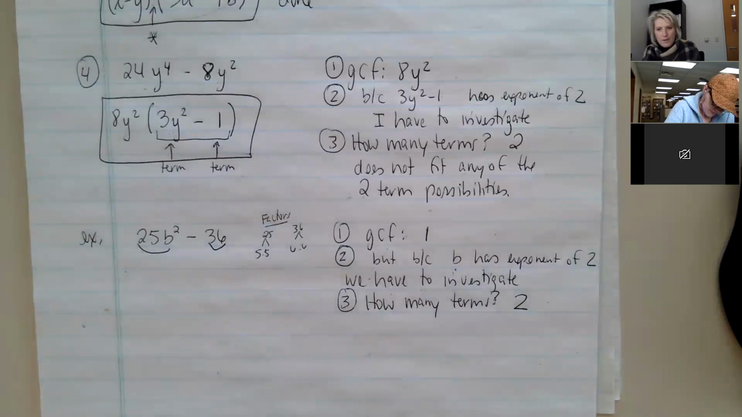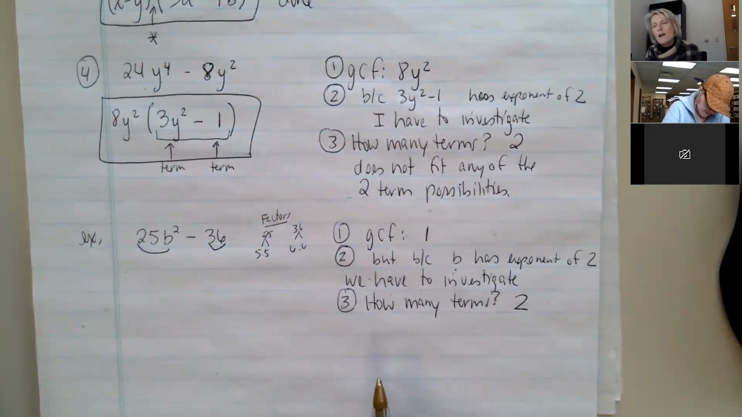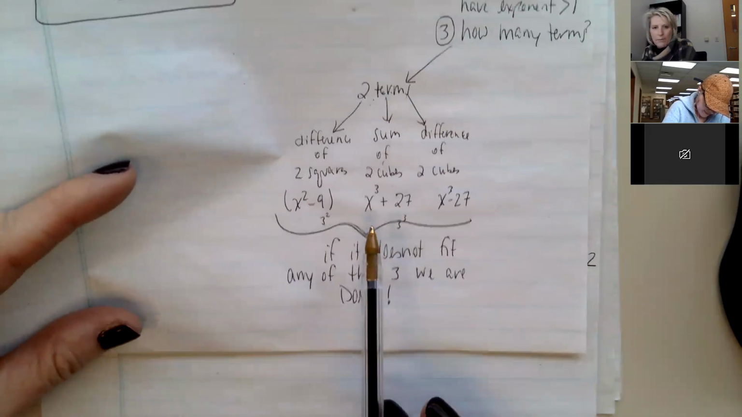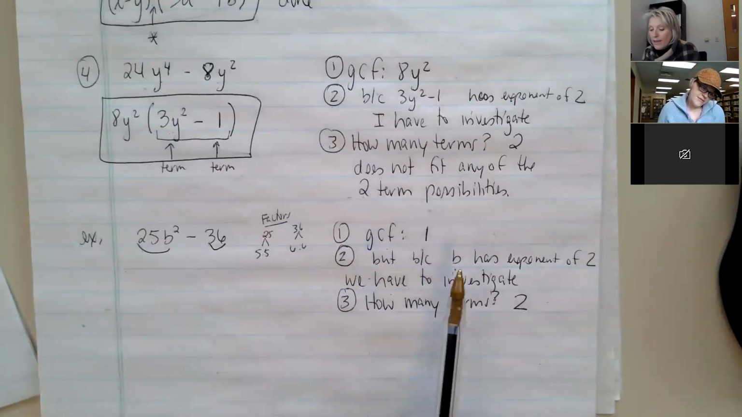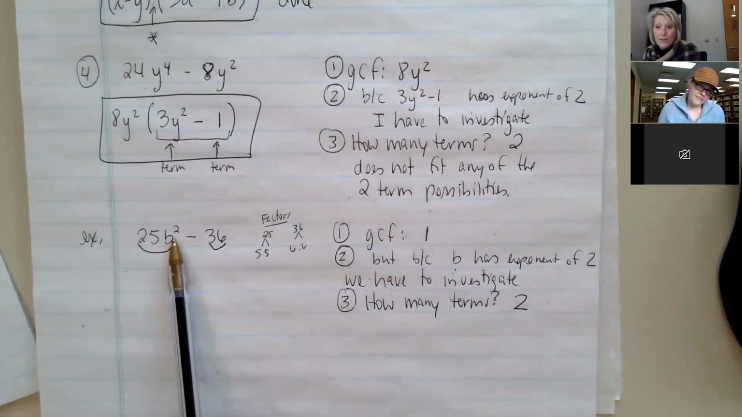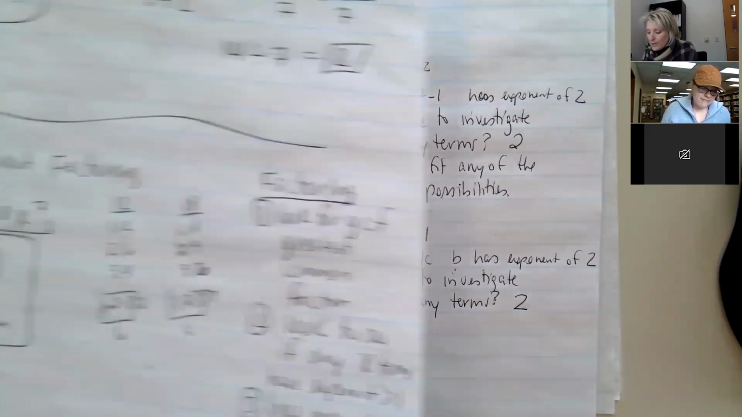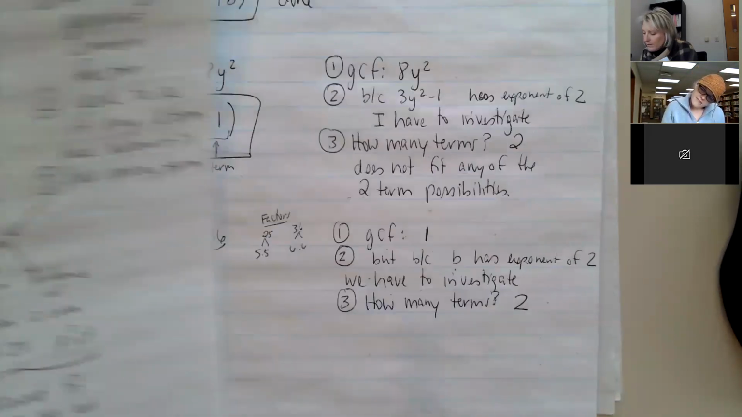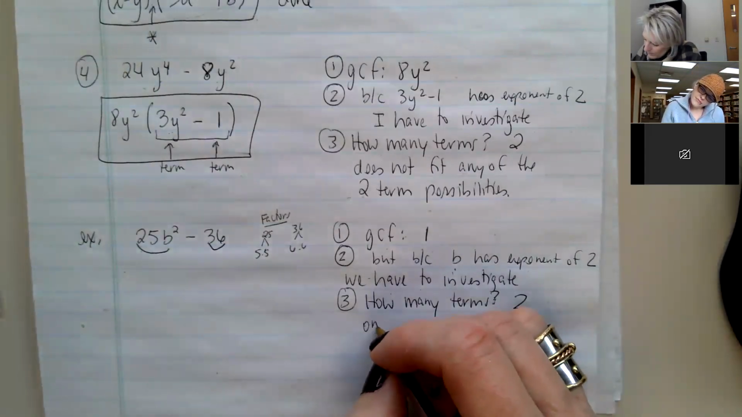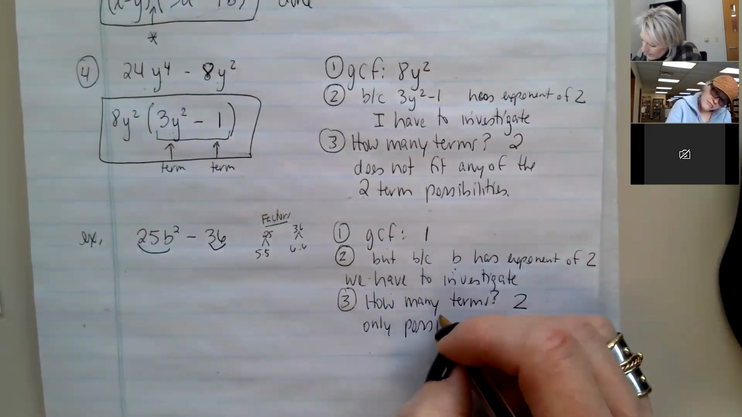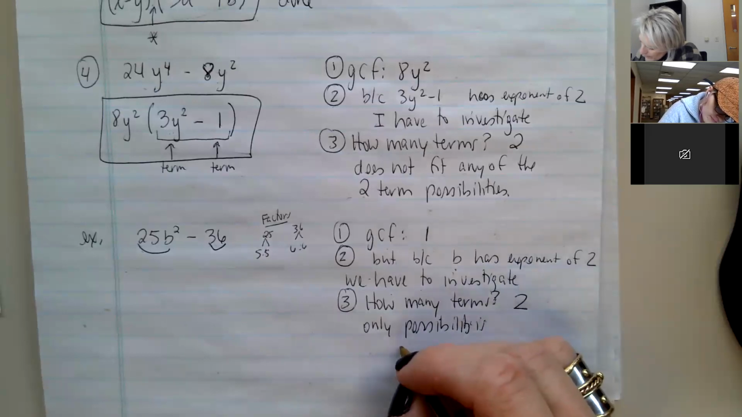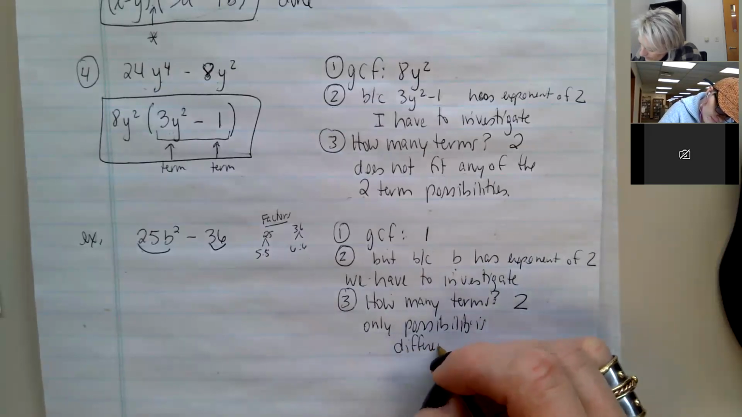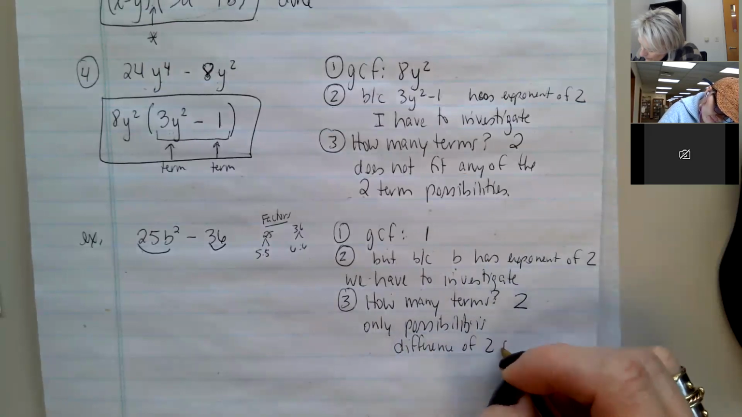So if we go back to our possibilities for 2 terms, there's only 3 of them. 2 of them involve something cubed. And that's not us, right? Because ours is something squared. So the only possibility is the difference of 2 squares. So I'm just going to write only possibility is difference of 2 squares.